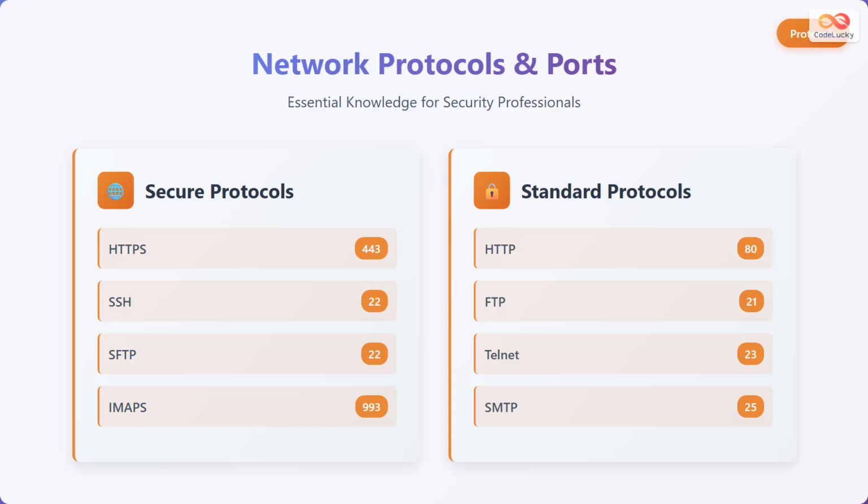In contrast, standard protocols transmit data without encryption. HTTP uses port 80 for unencrypted web communication, making it vulnerable to eavesdropping. FTP operates on port 21 for file transfers, but sends credentials in plain text. Telnet uses port 23 for remote terminal access, but lacks encryption entirely. SMTP runs on port 25 for email transmission, but doesn't encrypt message content by default. Understanding these differences helps security professionals identify potential vulnerabilities and implement appropriate protective measures.